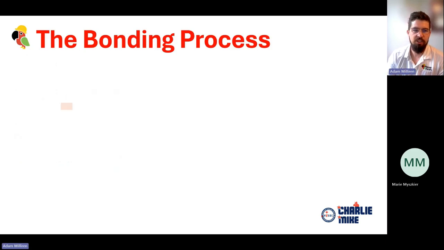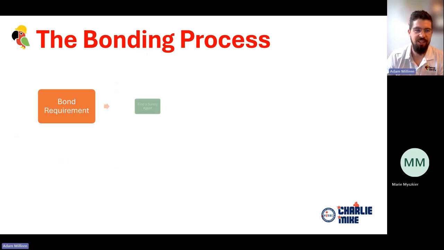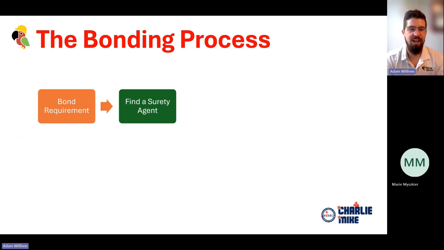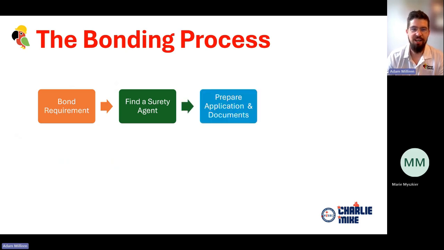The bonding process, just a quick overview. So as I said, you're told you need a bond. That's usually when you're going to go shopping for a surety bond. Generally, you don't need one unless someone is requiring it of you. And in that case, the first thing you're going to need to do is find a surety agent. Your agent is then going to work with you to prepare your application, get all those bonding documents together, which is where we're going to be spending most of the time today in this PowerPoint.